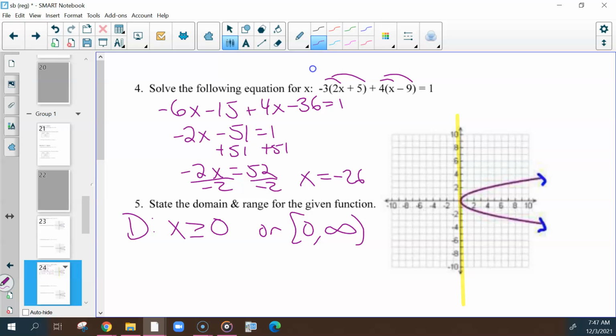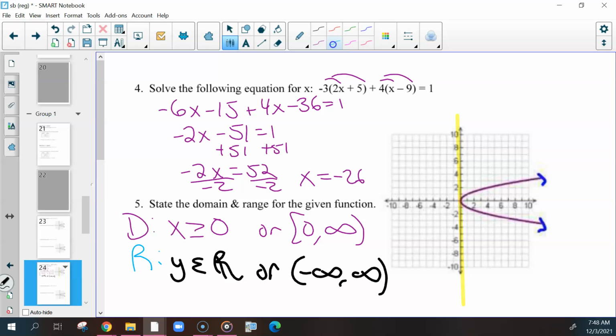For your range, this keeps going down, and this keeps going up off the graph. So your range would be all real numbers. In set builder notation, that would be this weird notation. Or you can write it in interval notation, to mean from negative infinity to positive infinity.